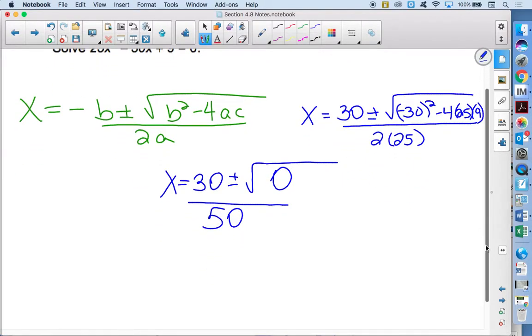No calculator necessary. So we have 30 plus or minus the square root of 0, which is just 0. So essentially that part goes away. You're left with 30 over 50, which is 3 over 5. So that one is a nice answer. You get 3/5 there. You get one answer.